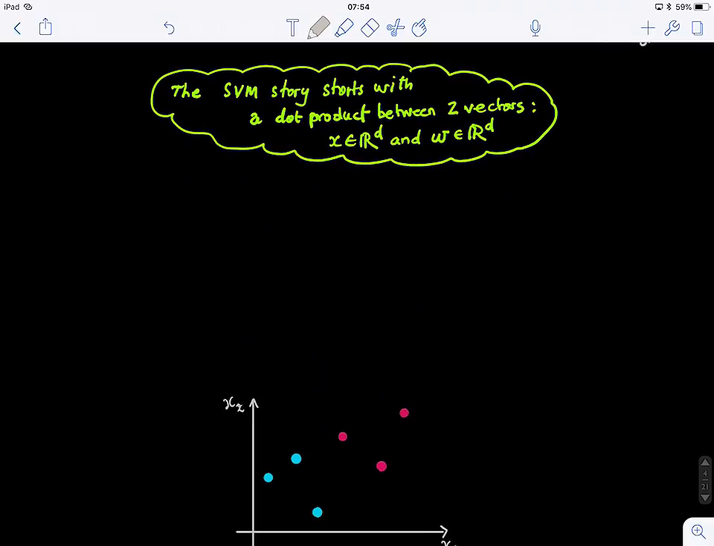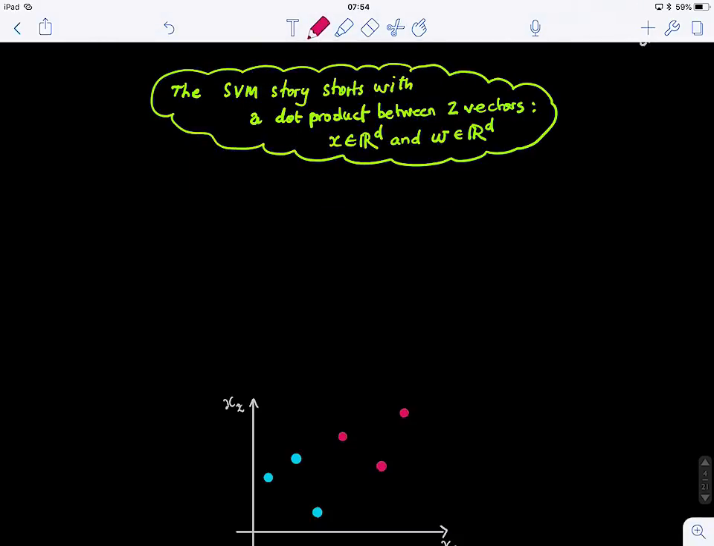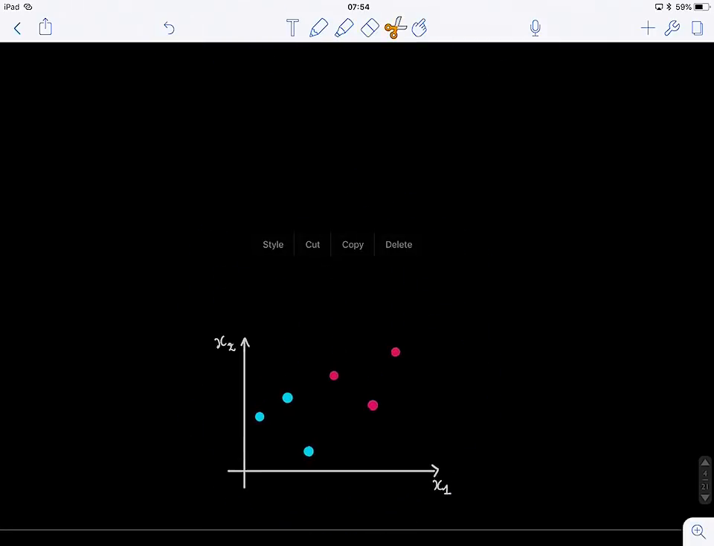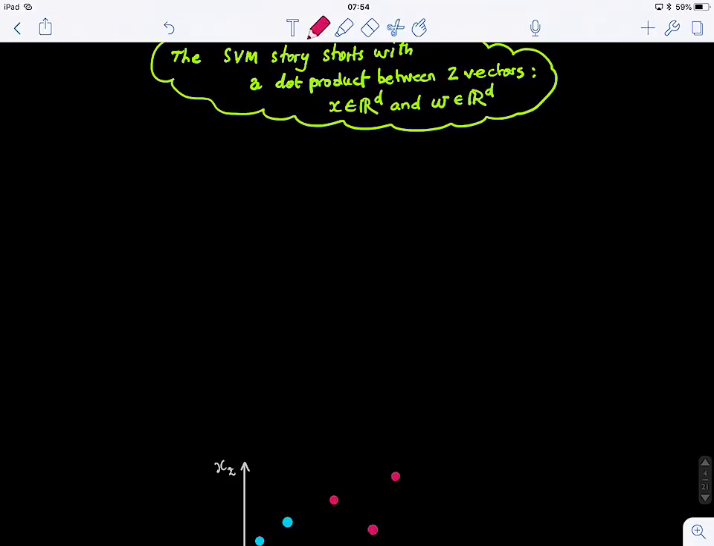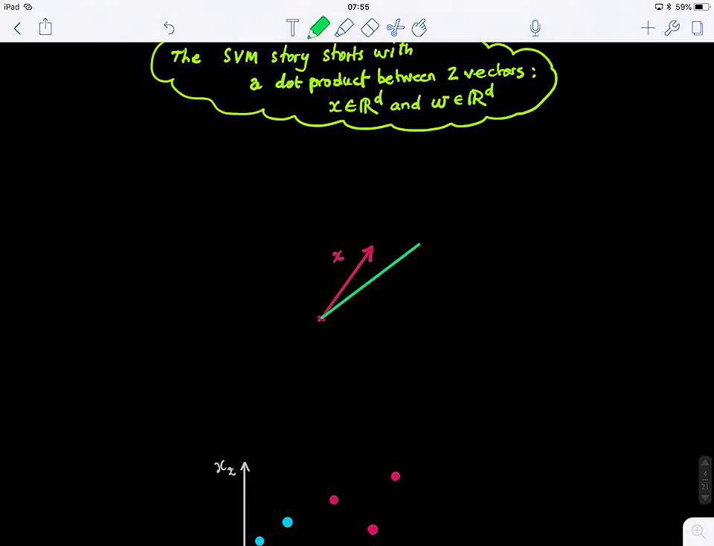If you guys remember, what is a dot product? So let's say we have our initial point. So this is maybe the origin. Let me just move this a bit down. Right, so this is our space, the origin of our coordinate system. So this is sample x, right? And then we have another vector. Let's define a vector w.